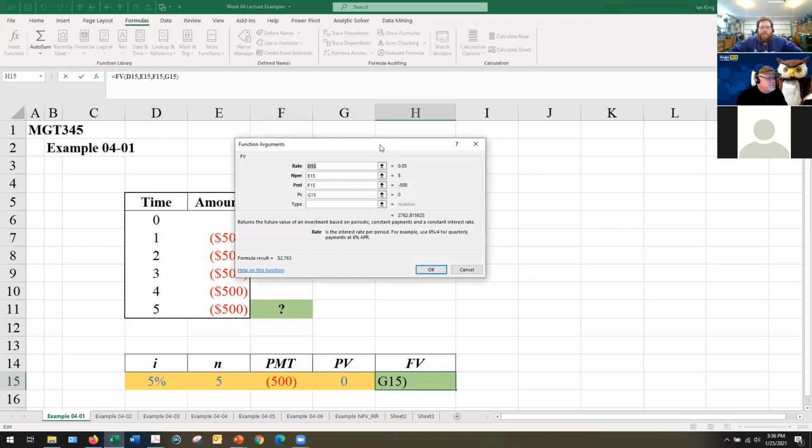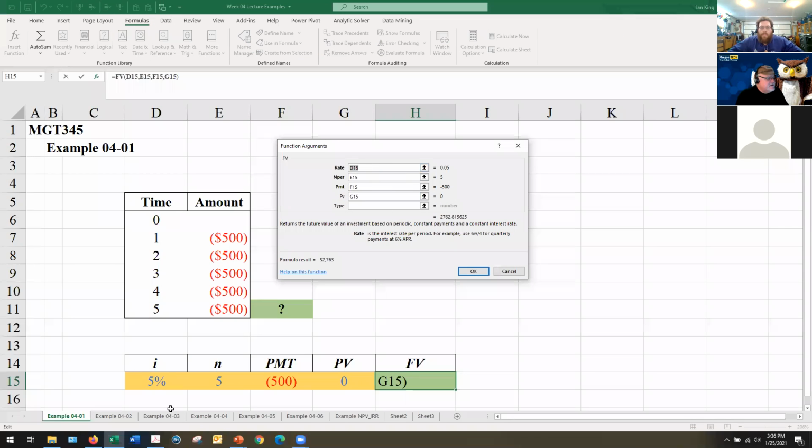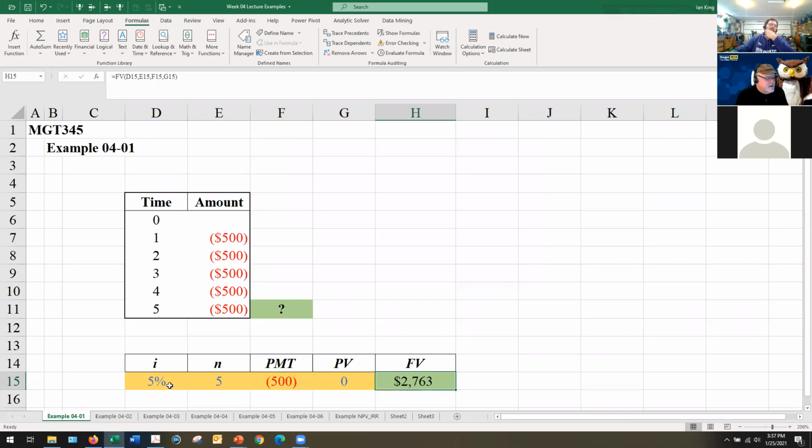Again, same thing as before. I have a rate of 5%, periods of N, payment, again, I made it negative because it's going out the door. So no present value, because I'm not starting off with an initial deposit, because it says at the end of 5 years, so that means year 1, 2, 5. And I'm looking for the future value, which is why I put it in a different color.